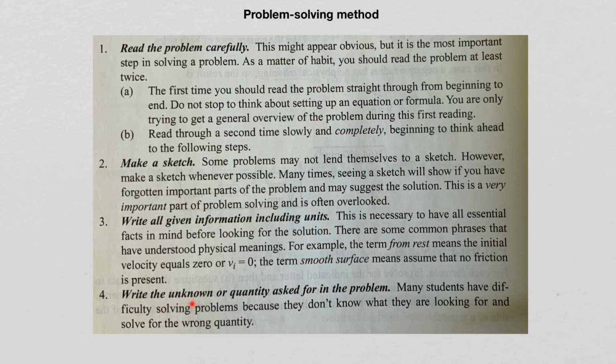Step number 4 is to write the unknown quantity asked for in the problem. So many students have difficulty solving problems because they do not know what they are looking for, or they are solving for the wrong quantity. That's why it's important to make a list of what you know and the values of those quantities and what you're looking for. All of these labeled with their symbols, so that when you look at the formula that relates those quantities, you know where each value for each quantity goes, and then how you solve your problem.